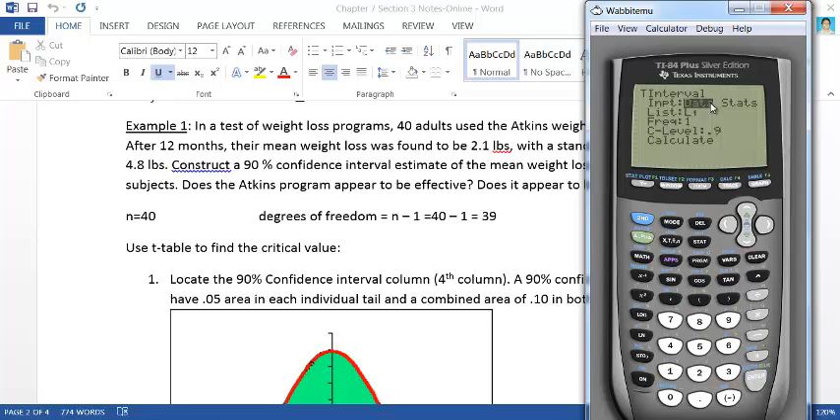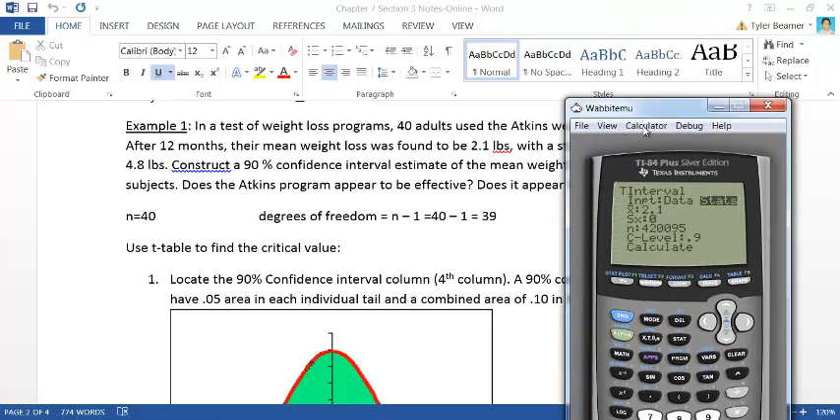You know, I could do this a couple of different ways. I could input data, if I was given data, into my list, and then it would calculate it. If I was given a table of data, if I'm given the stats, I just want to use the stats or the information that's given to me in the problem. So x bar, that is the sample mean. So that's 2.1.